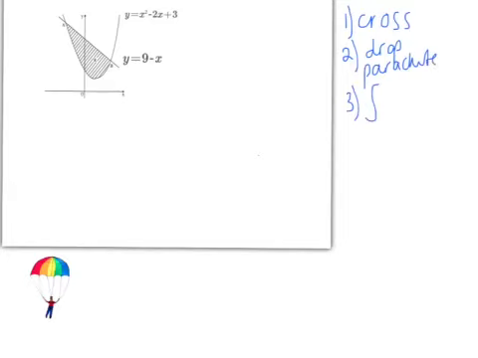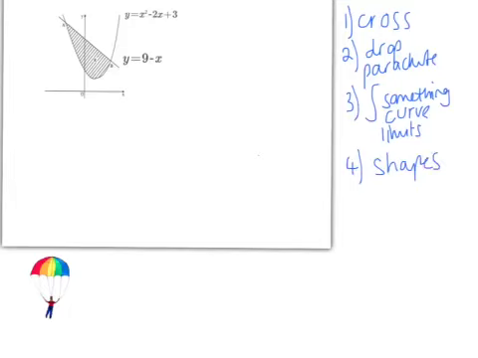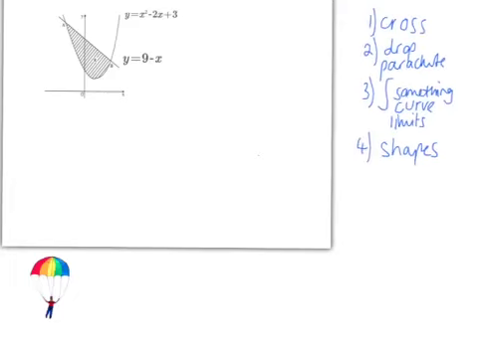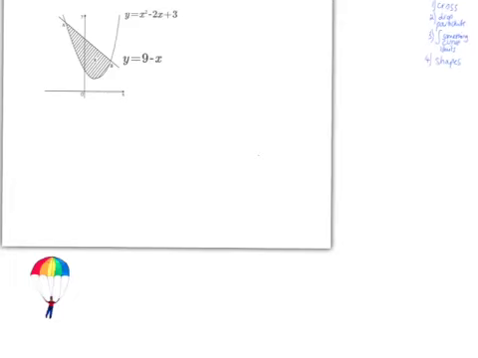So if there are two things, I'm going to show you a little series of steps. The first thing you do is find out where the two things cross. The second thing you do is drop the parachute. That will become clear later. The third thing you do is integrate something, usually the curve, not always, but usually the curve, between the limits that you've just found. And the fourth thing you do is think about some shapes. So that's your little list.